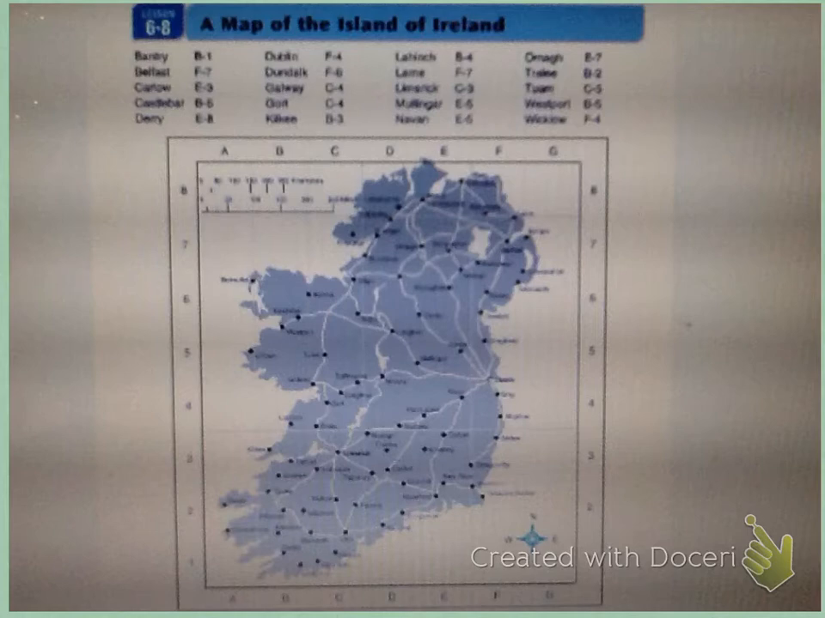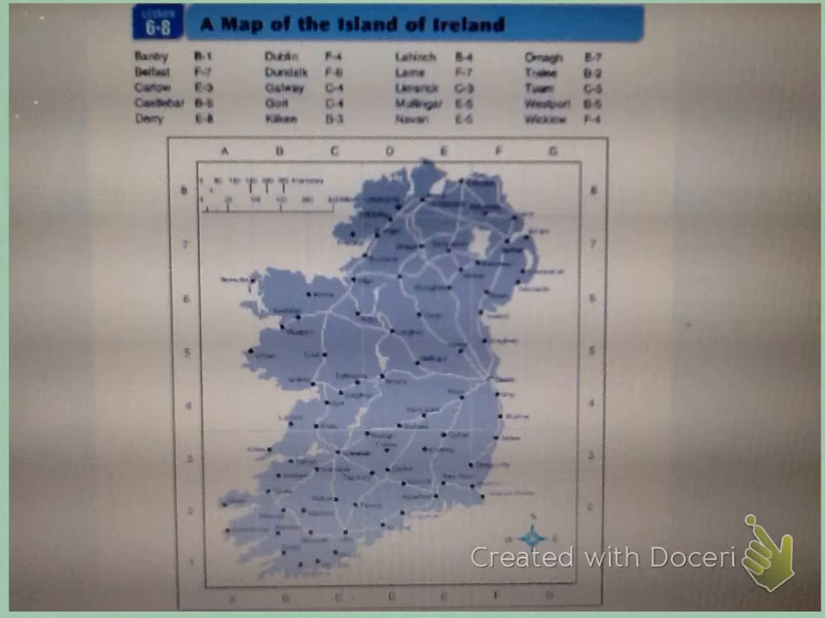So if we were going to locate, for example, the place called Bantry, notice it says B1. So down at the bottom of the map, I'm going to go over to letter B, and then I'm going to travel up to the number 1, and right here should be Bantry. Okay? See if I can erase this without losing my map there.